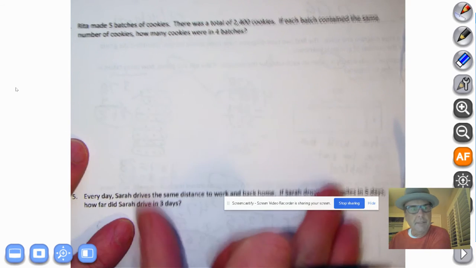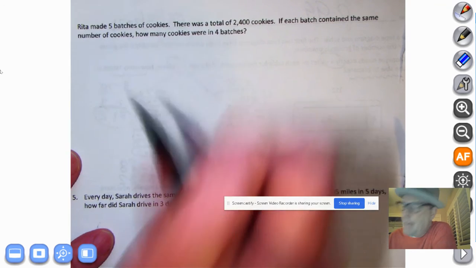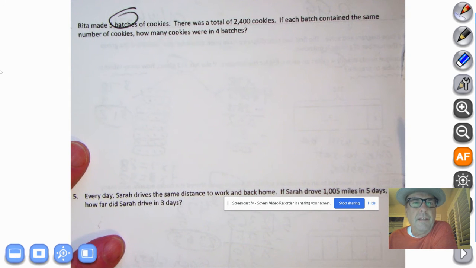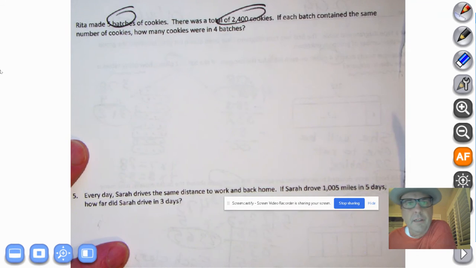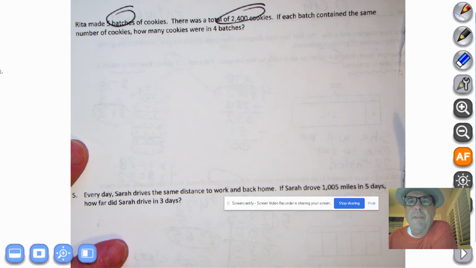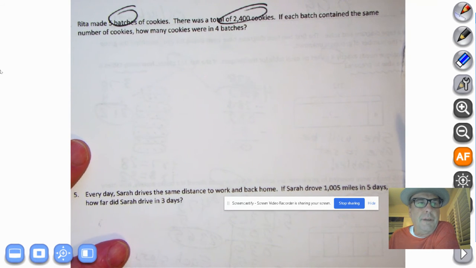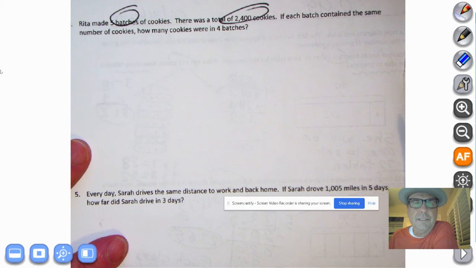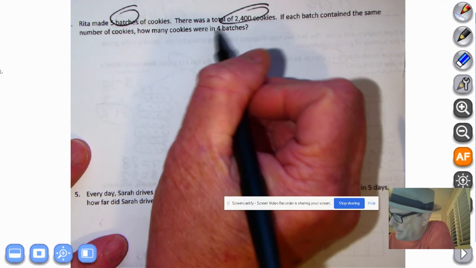All right, let's turn this puppy over to the next page, page 100. Do this problem, then we'll take a little break, okay? Rita made 5 batches of cookies. Oh, we should get to become friends with Rita. There was a total of 2,400 cookies. Wow, she could feed the whole town of Anza, I think. If each batch contains the same number of cookies, how many cookies were in 4 batches? Wow, a lot going on here. So we have 4 batches.